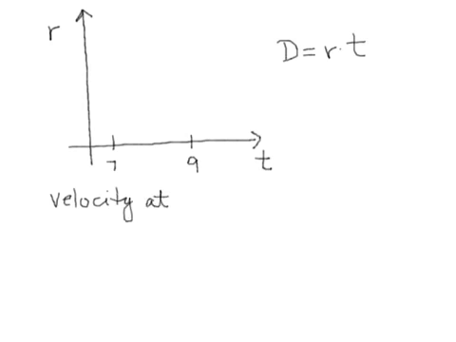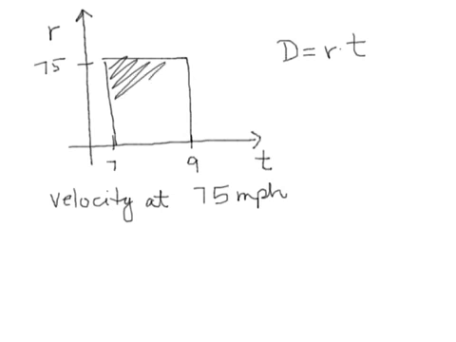And we're going to say that velocity is constant at 75 miles per hour. So the speed control has been set. And we'll say that this is about 75. And we know that velocity is a rate of change. Well, if the velocity doesn't change, we have a horizontal line, and this graph here represents the amount of distance. The whole thing represents the amount of distance covered.